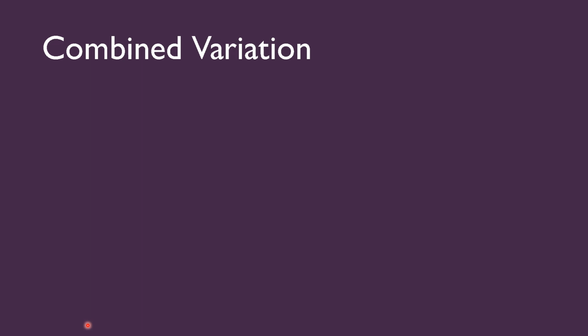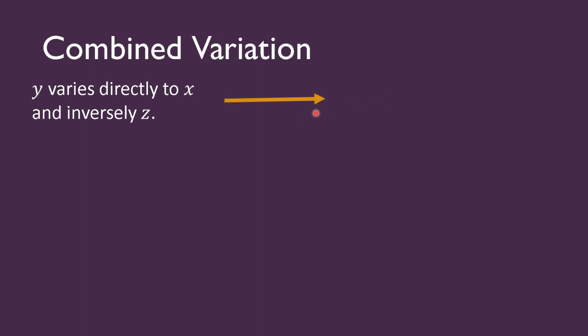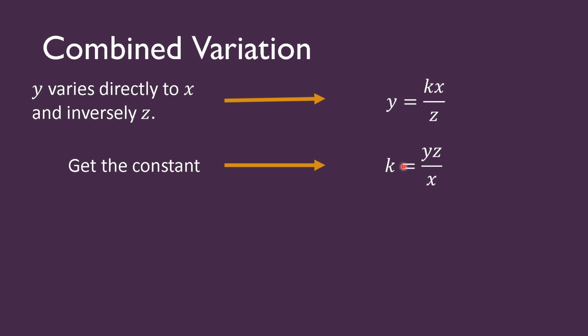At this point, let's discuss combined variation. It is known as combined because it combines the two variations, the direct and the inverse variation. Given the statement y varies directly to x and inversely to z, it leads us to the formula y is equal to kx over z. Getting the constant, the derivation leads us to k is equal to yz over x.